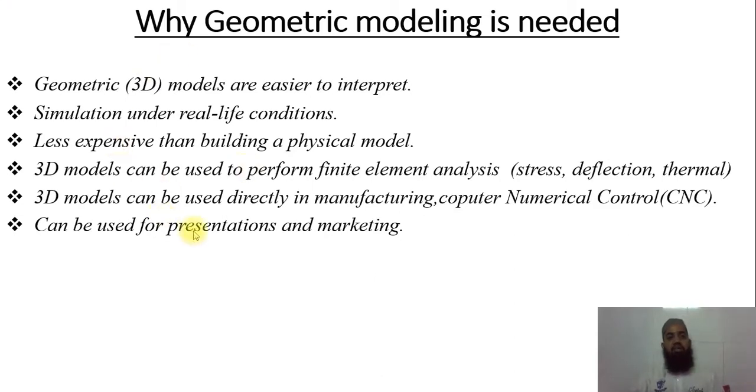Then, the 3D model can be used directly in manufacturing, computer numerical control. In the CAM, computer aided manufacturing, we are always doing different types of machining and different types of cutting. With the aid of the computer, we can easily see where the problem will be faced and how the model will look after the operation. But if we make the physical model first, sometimes lots of material is damaged, lots of material is wasted, and the output will not come. So this is very important; we have to know it.